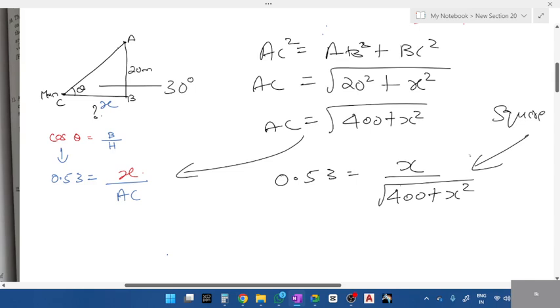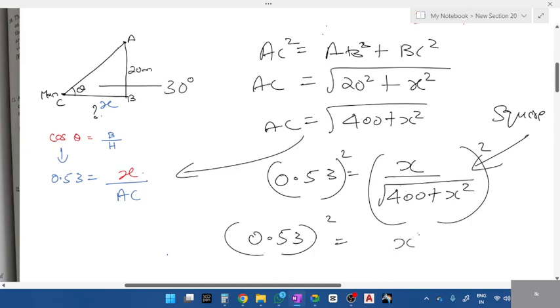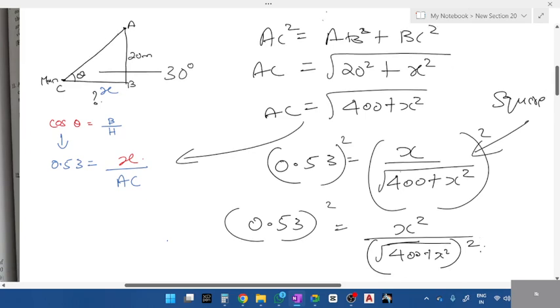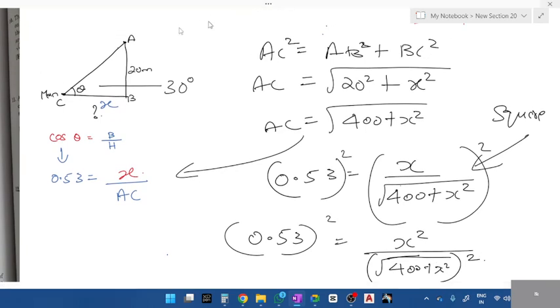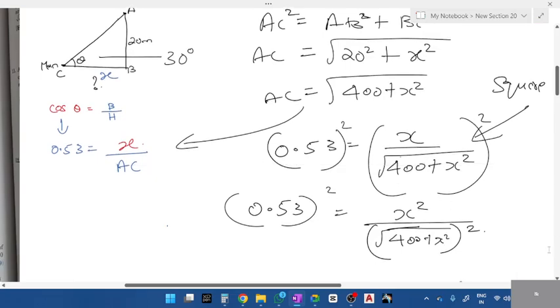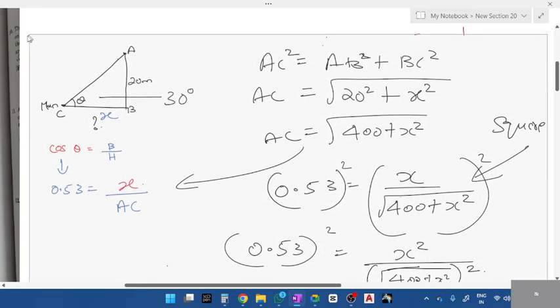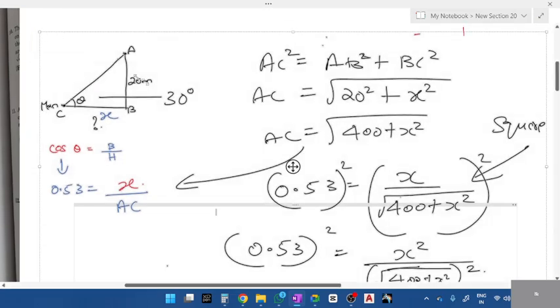So what am I supposed to do? I have to square on both the sides, right? 0.53 the whole square is equals to x square divided by square root of 400 plus x square the whole square. Is it clear? Did you understand? Now the square gets cancelled. We can remove the square root and solve it.